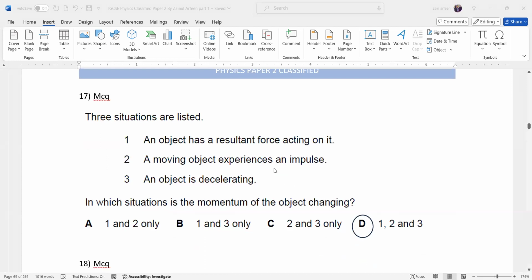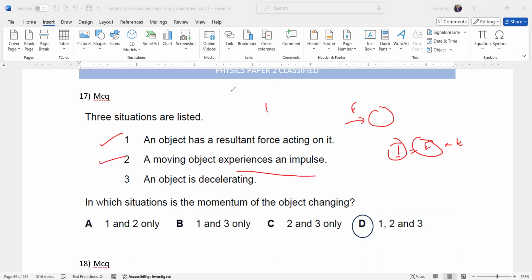Question 17, three situations are listed. An object has a resultant force acting. The object is experiencing an impulse. An object is decelerating. In which situation is the momentum of the object changing? Whenever there's a resultant force, there is a change in momentum, because impulse is force times time. So if there's a force, there will be impulse. So the first is correct. An object experiencing an impulse means there's a change in momentum.